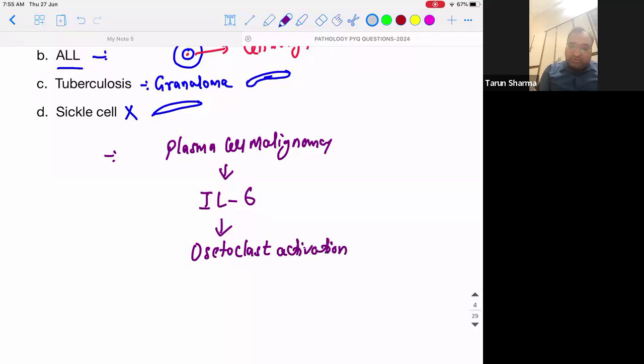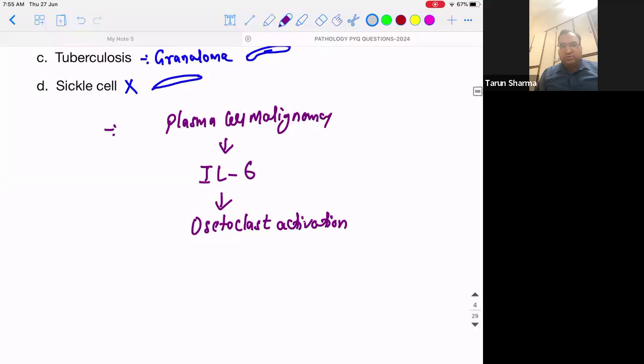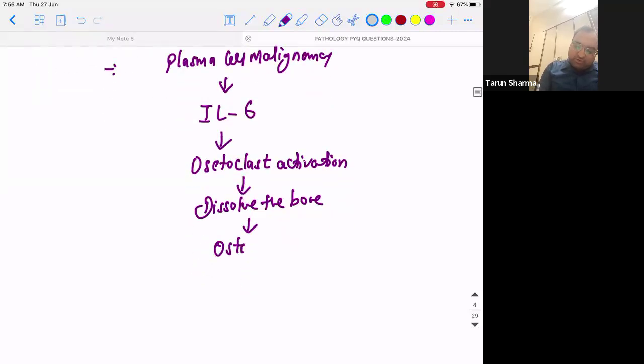In a few words, I'll brief the multiple myeloma pathology for you so that you can very easily solve questions about multiple myeloma or plasma cell malignancy. Which is the most important interleukin of plasma cell malignancy? IL-6. What is IL-6 doing here? IL-6 is going to activate the osteoclasts. What are osteoclasts going to do? Osteoclasts have the same action everywhere: they dissolve the bone. So they produce osteolytic lesions, punched out osteolytic lesions in the bone.